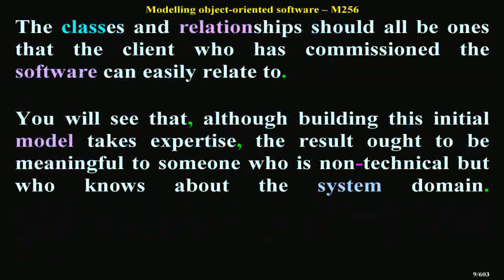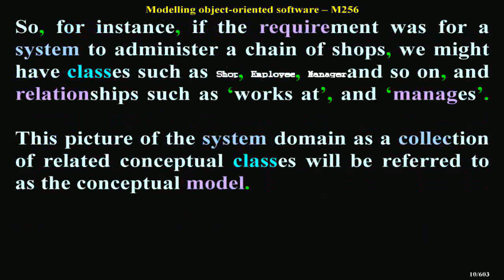The classes and relationships should all be ones that the client who has commissioned the software can easily relate to. You will see that, although building this initial model takes expertise, the result ought to be meaningful to someone who is non-technical but who knows about the system domain. So, for instance, if the requirement was for a system to administer a chain of shops, we might have classes such as, and so on, and relationships such as works at, and manages.